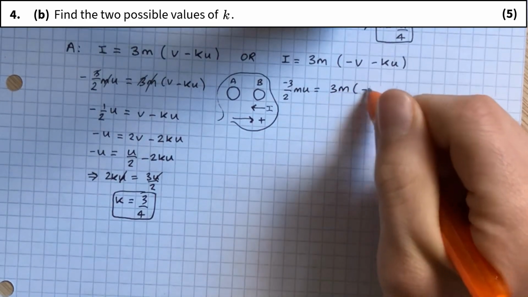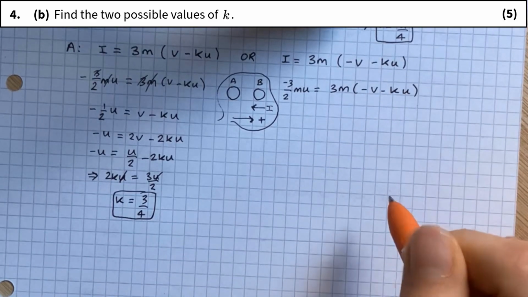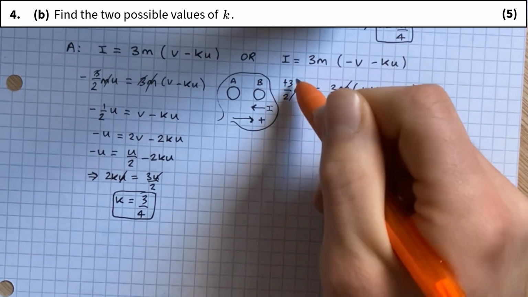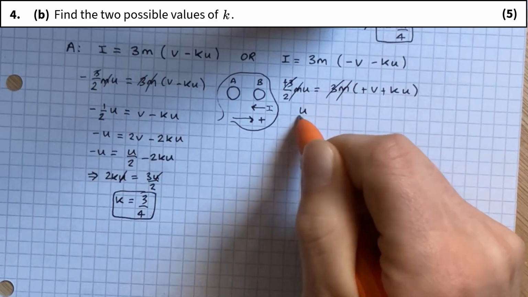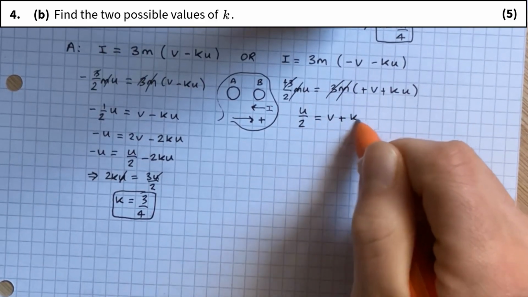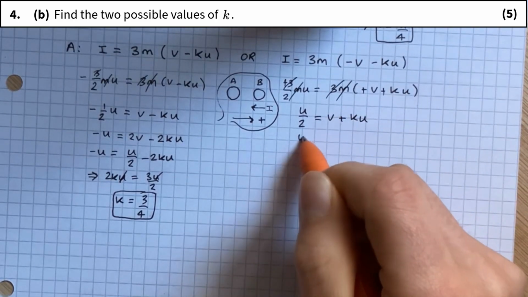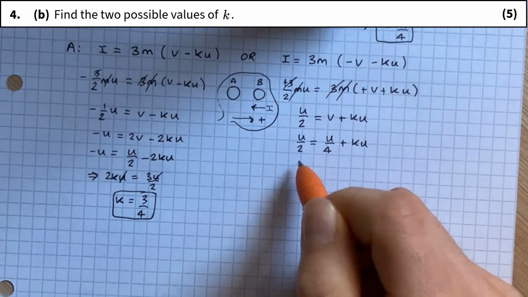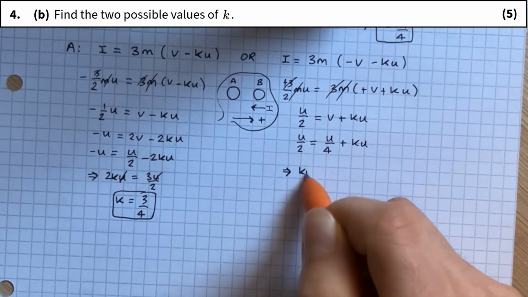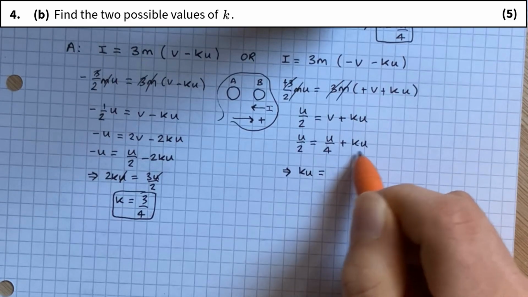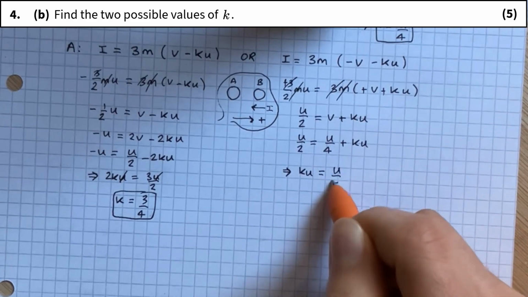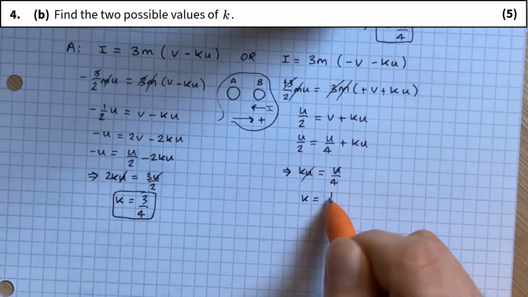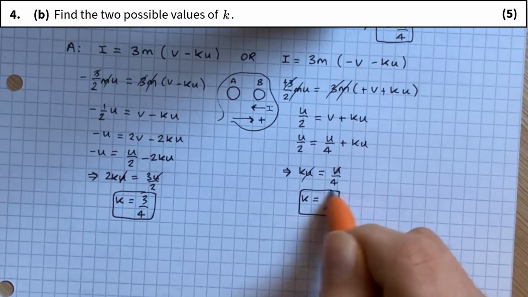For the other equation, the same kind of deal. I'll cancel the negatives. I'll cancel the m's. I'll cancel the 3's. I'll substitute v, which is u over 4. I'll subtract u over 4 from both sides to get ku is u over 4. So half u minus a quarter u is still a quarter u. Cancel down the u's, and we get the other value of k, which is 1/4.